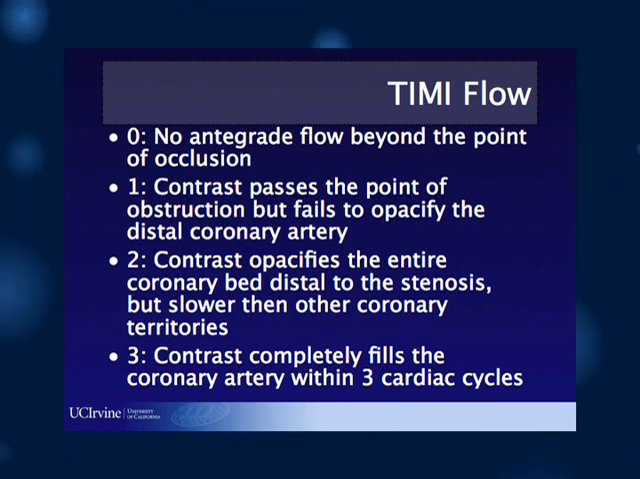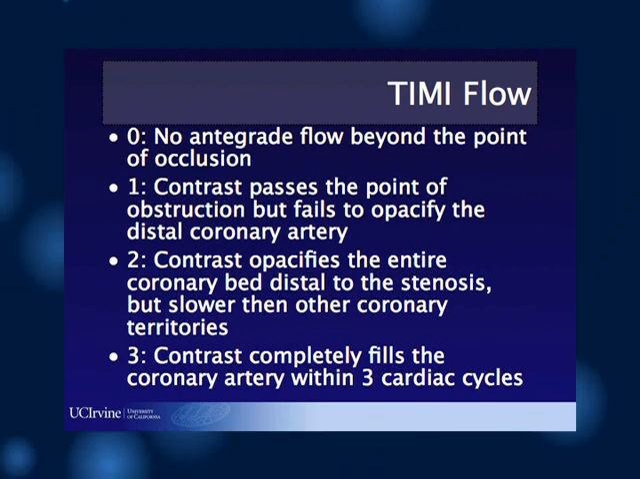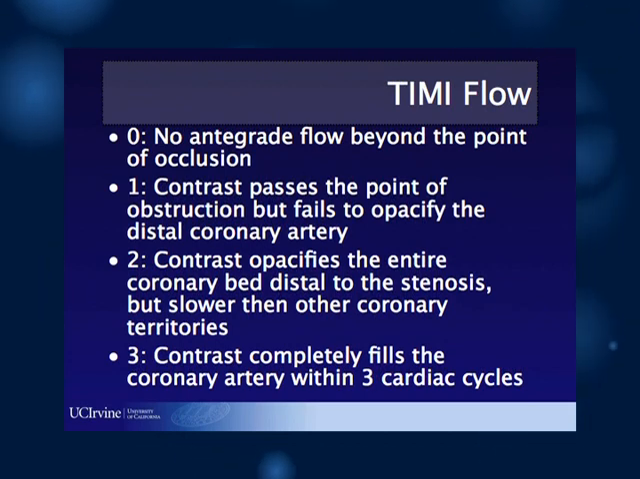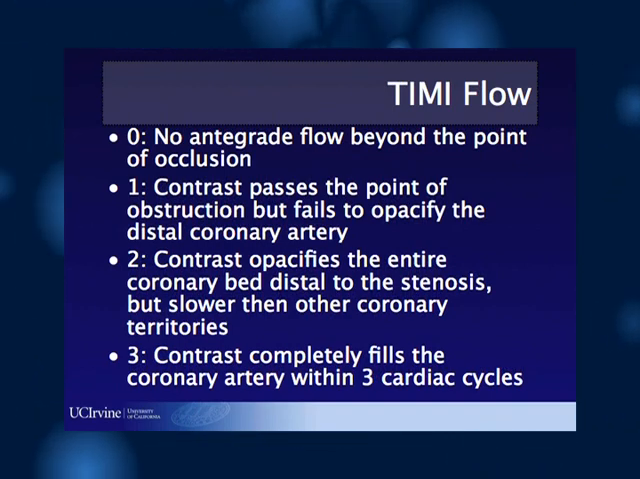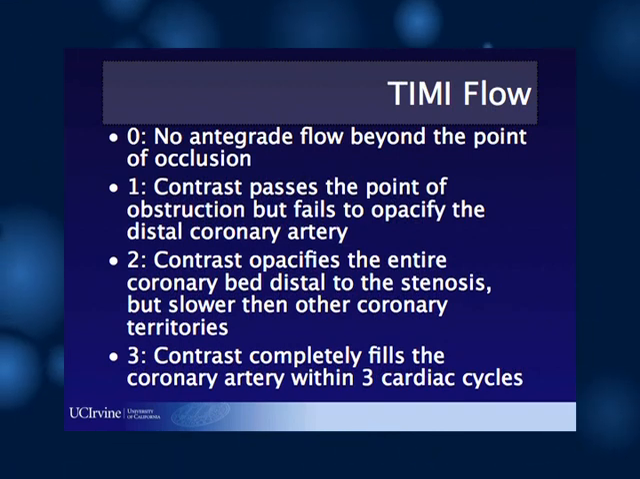There are 4 grades of TIMI flow, ranging from 0 or no antegrade flow beyond the point of occlusion to TIMI grade 3 flow, which is full and brisk flow of contrast matching that of uninvolved vessels. The 2 grades in between of TIMI grade 1 and TIMI grade 2 are generally easy to separate. 0 to 1 is commonly grouped together, and grade 3 and grade 2 are grouped separately.